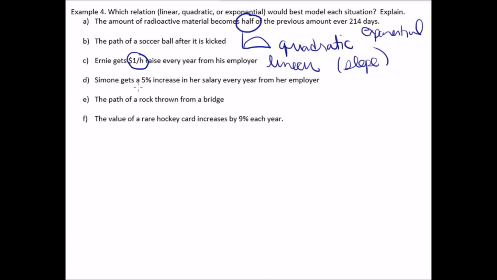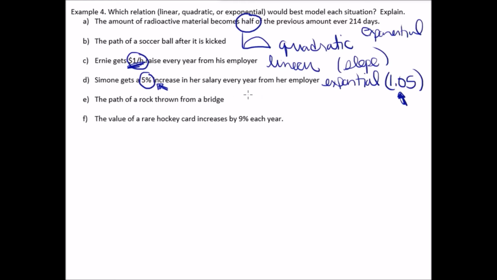Okay, and Simone gets a 5% increase in her salary every year. So this is kind of like a slope, but this is actually going to be exponential because her raise is going to depend on her salary last year, and it is going to be like times 1.05. It's going to be a ratio of what it was last year, which is 5%. So it's not the same every single year, like that $1 per hour. It's a percentage of last year's.